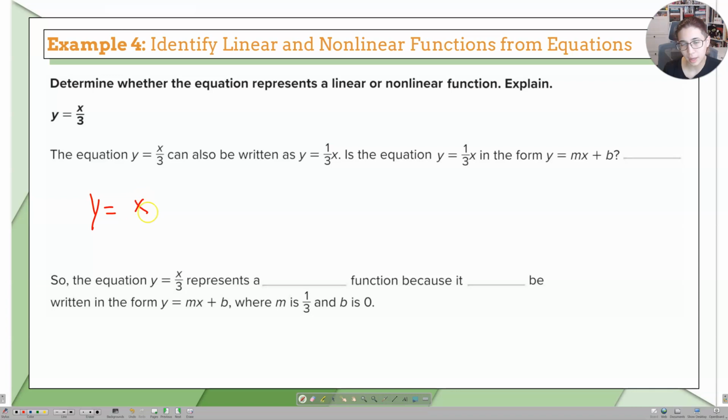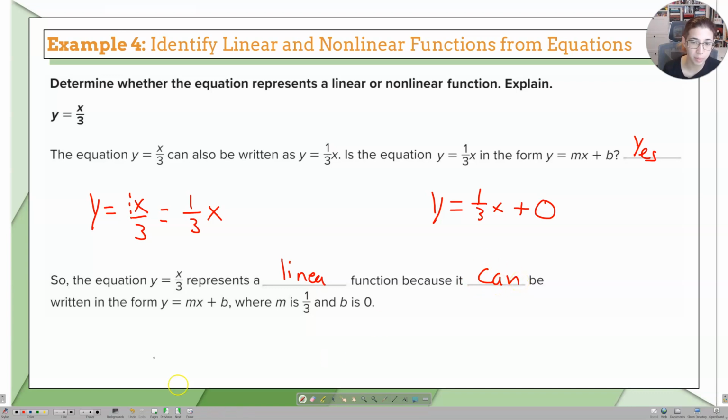So y equals x divided by 3, right? There's always that ghosty one here, isn't there? So that's actually the same as 1/3 times x. And is y equals 1/3 x in the form of y equals mx plus b? Technically, yes, right? It's just y equals 1/3 x plus 0, and we just don't write the 0, right? So since it can be written in the form of y equals mx plus b, the equation will represent a linear function because it can be written in the form y equals mx plus b, where m is 1/3 and b just happens to be 0.